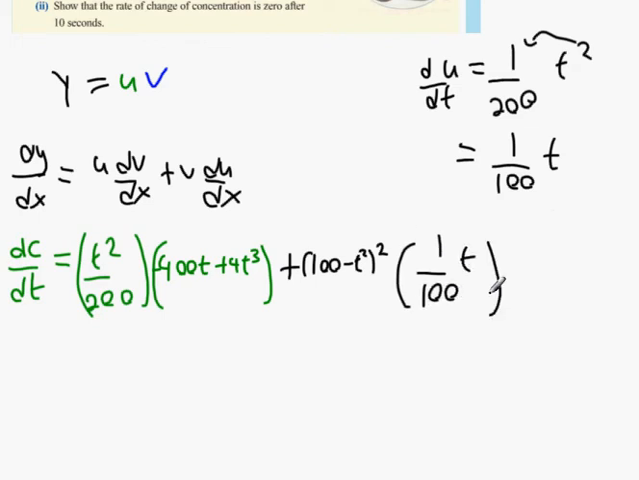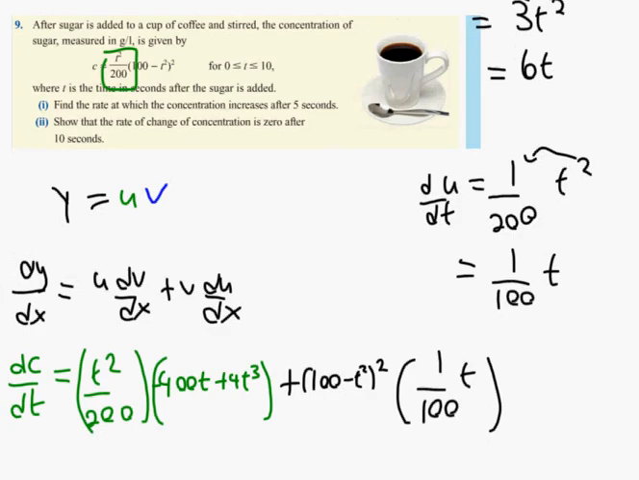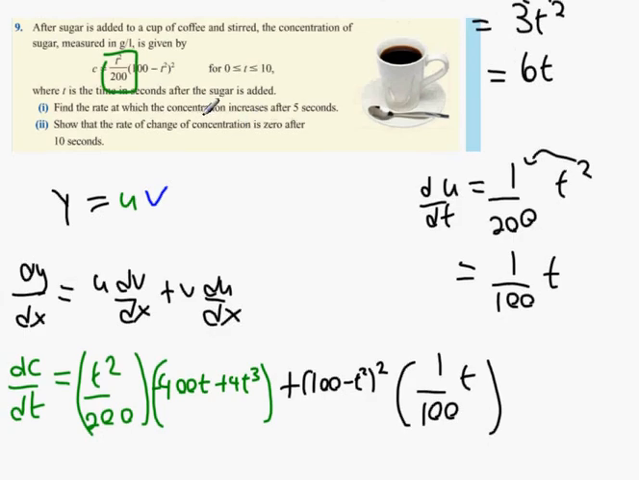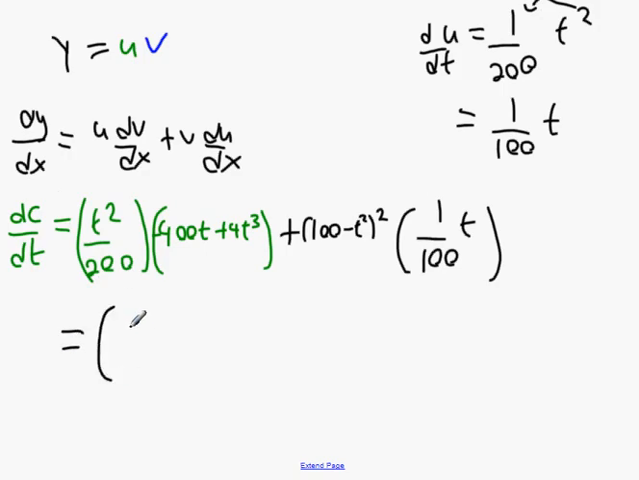Usually in a lot of differentiation questions, you've got to multiply everything out, factorize, and redistribute it into a certain way of doing it. But in this question, there's a cheap way out, because it says find the rate of concentration after 5 seconds. I can just put t equals 5 in straight away. So I can get 25 over 200, because t squared is 25.